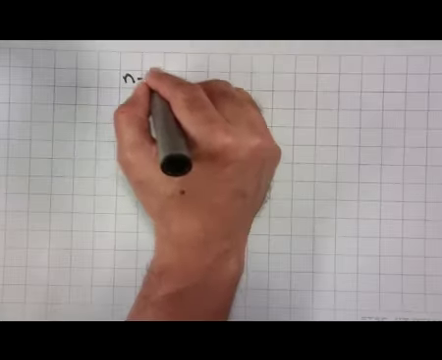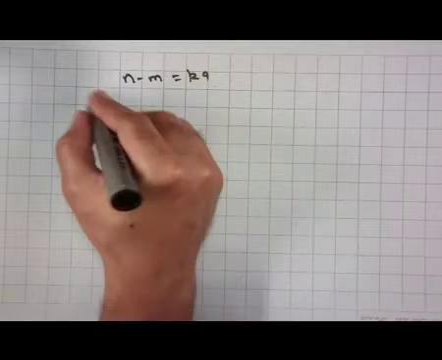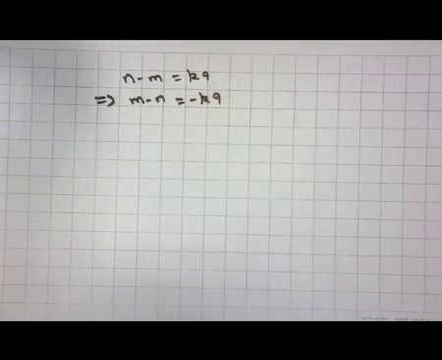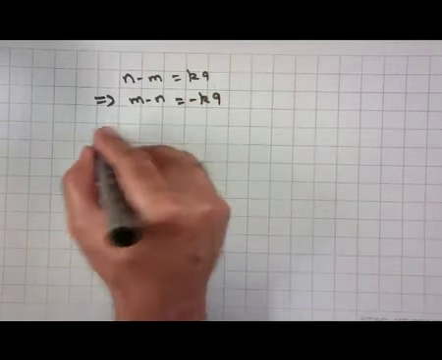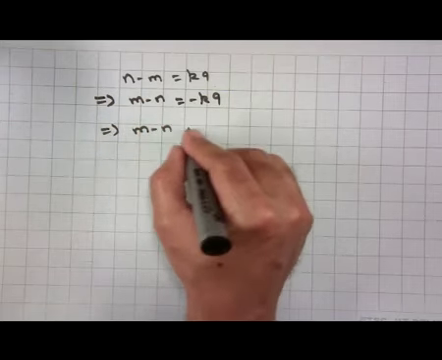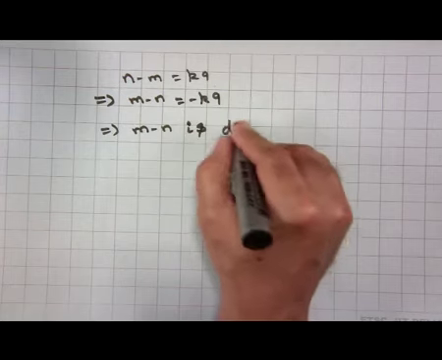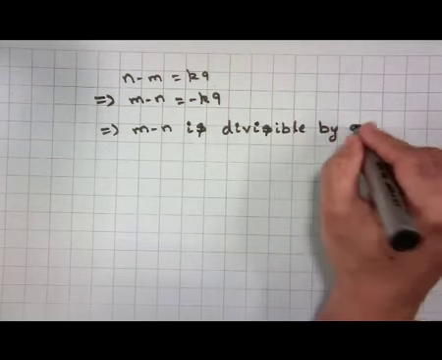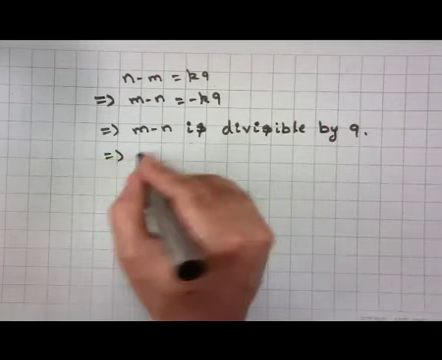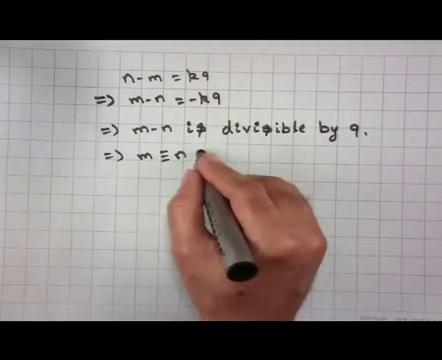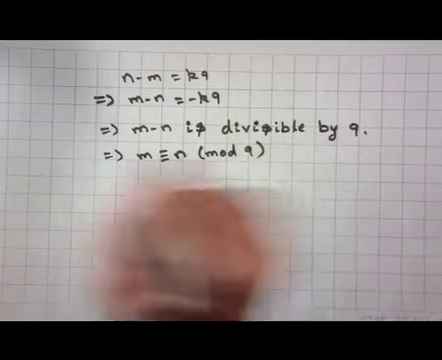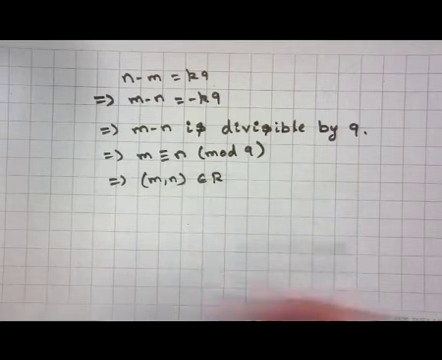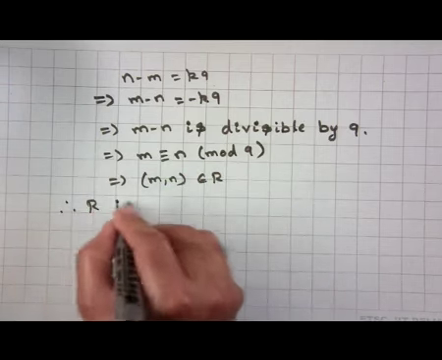So n minus m is k times 9. That implies that m minus n is minus k times 9. That means this difference m minus n is divisible by 9, that means m is congruent to n modulo 9. That means the pair (m, n) is in R. Therefore, R is symmetric.